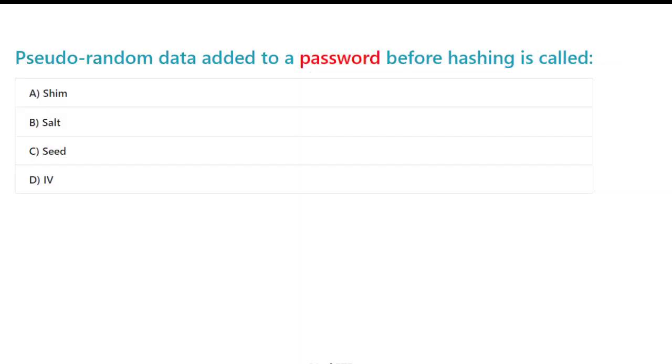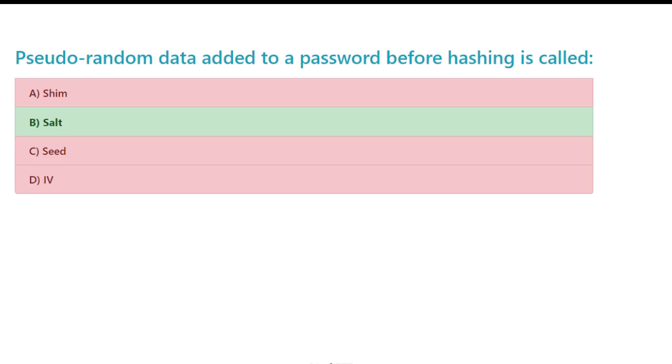Pseudorandom data added to a password before hashing is called: A. Shim. B. Salt. C. Seed. D. IV. The correct answer is B. Salt.